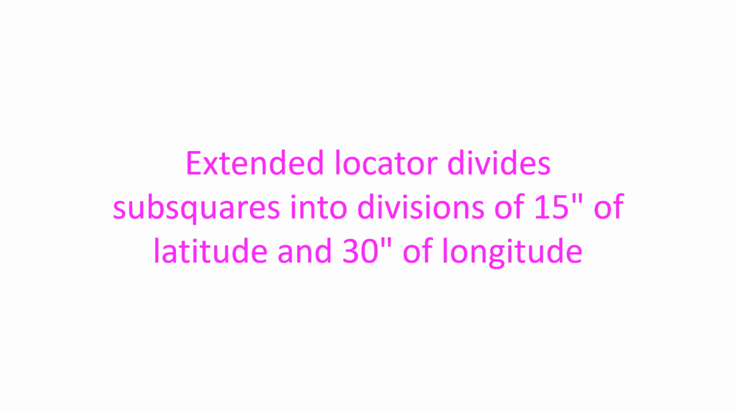Additional 2 more digits could be added as an extended locator, which divides subsquares into divisions of 15 seconds of latitude and 30 seconds of longitude. This would make a total of 8 characters. But I have not seen this being routinely used on the band or in articles mentioning grid square locations online.